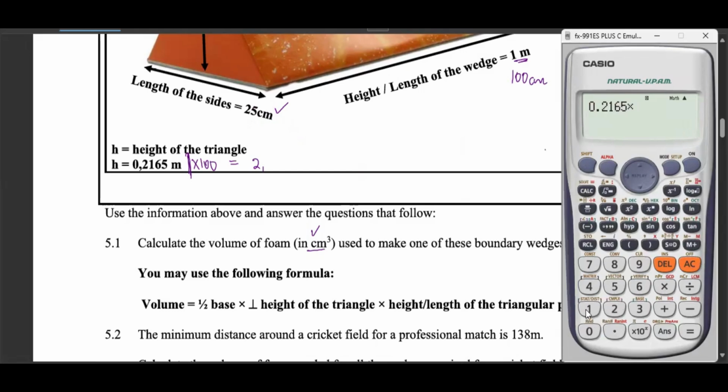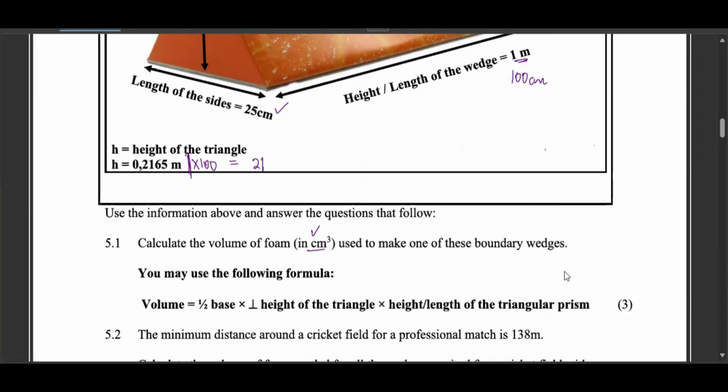0.2165 times 100. The answer became 21.65. These are centimeters. Why am I changing to centimeters? Because the answer I'm looking for is supposed to be in centimeters. Having converted, I need to substitute now. Imagine I've already written the formula down. Please write the formula in the examination answer sheet. Then you fill it in.